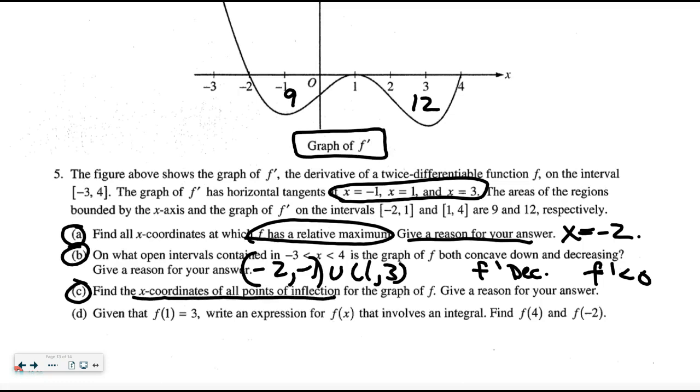Right? What does f double prime have to do at an inflection point? Change sign. So what does f prime have to do? Increasing to decreasing, or vice versa. There's 3 of them, right? At x equals -1, 1, and 3, because f prime changes it.